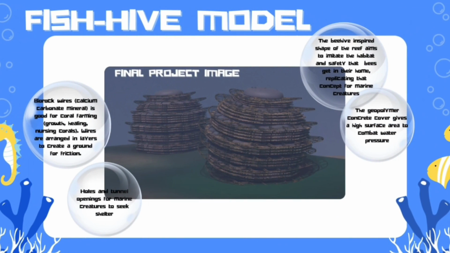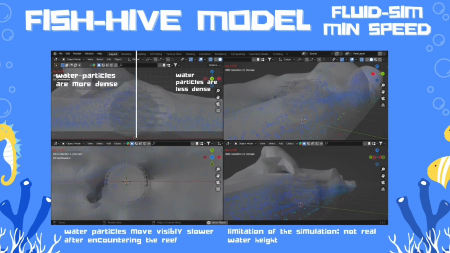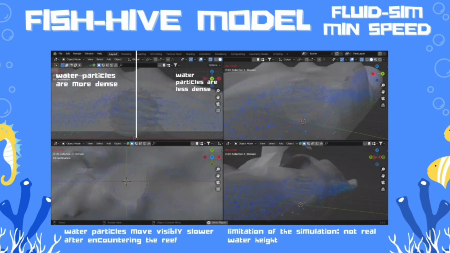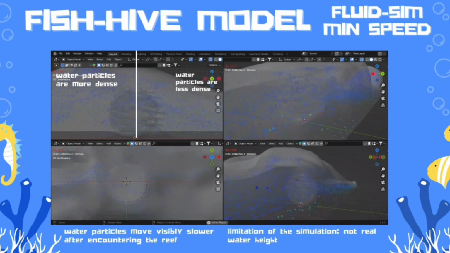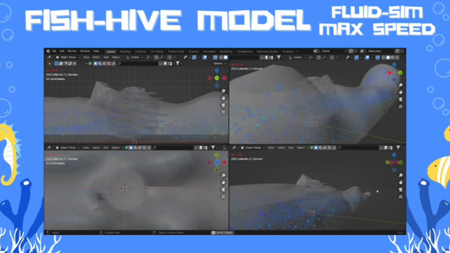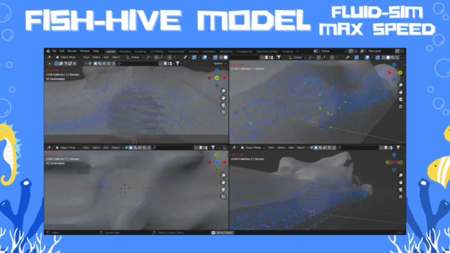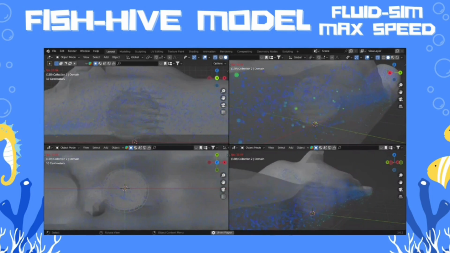Eventually, we came up with our final design, the Fish Hive. We tested our design in a fluid simulation and noticed how the water particles slow down after encountering the reef. However, we noticed that there is a deflection in the water wave because the height of the water that we used in the simulation is too shallow, only 1.2 meters. Meanwhile, we're going to implement our design on the seabed, which is around 30 meters deep in the ocean.